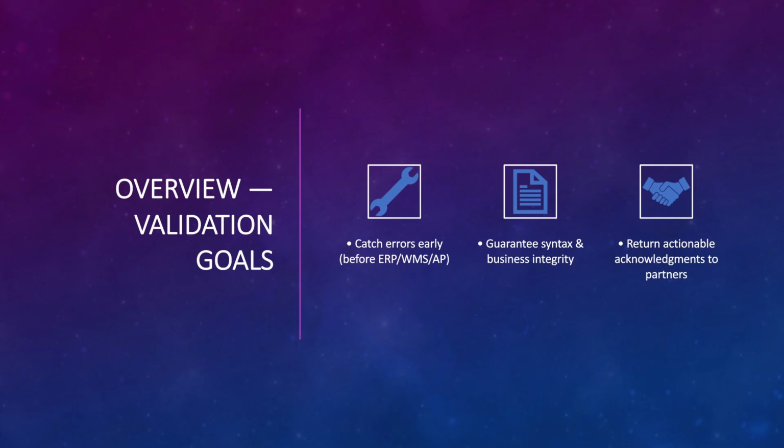First, make sure the message can be parsed correctly. Second, ensure it follows the agreed EDI standards and partner guide. And third, confirm that the business data actually makes sense. Good validation prevents downstream failures.